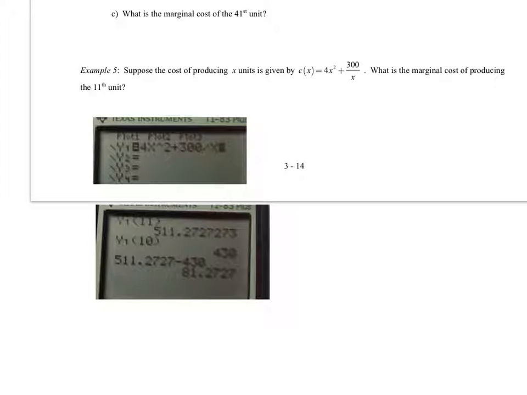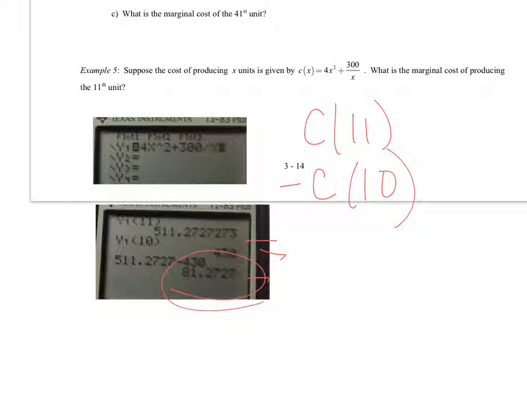So for this next problem, number 5, I decided to tackle it a little bit different way. I threw the equation into my y1 function, quit that screen, and then if I'm looking for the marginal cost of producing the 11th unit, I want to find C of 11 and then subtract C of 10, and that'll be my marginal cost. And notice that's exactly what I did here on my calculator. So that's the marginal cost, dollars per unit.